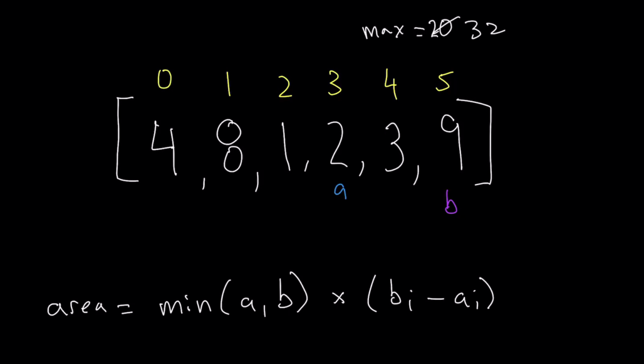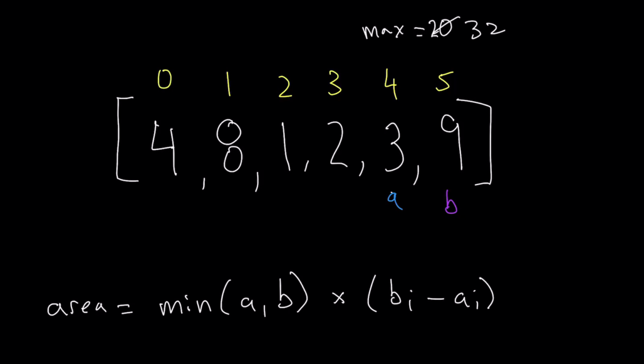The min between 2 and 9 is 2. The distance is 5 minus 3, which is 2. So this gives us an area of 4. 4 is still not larger than 32. So we do our A shift again, because it's the smaller number.